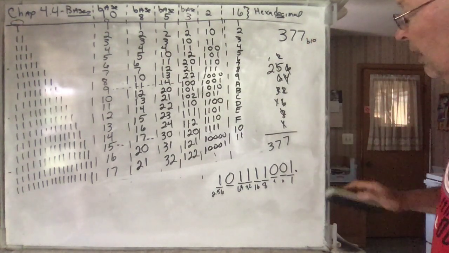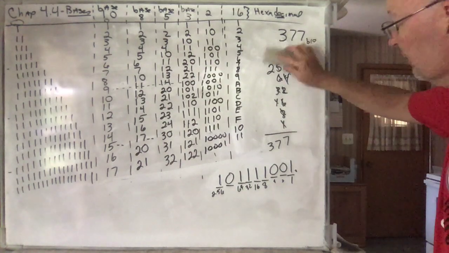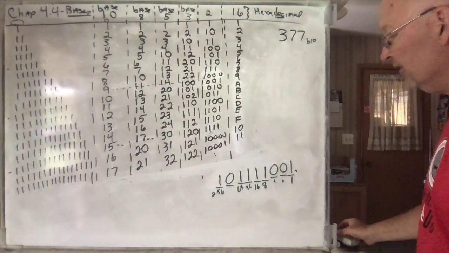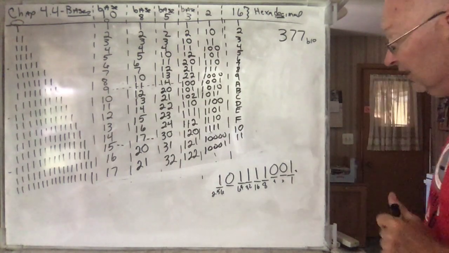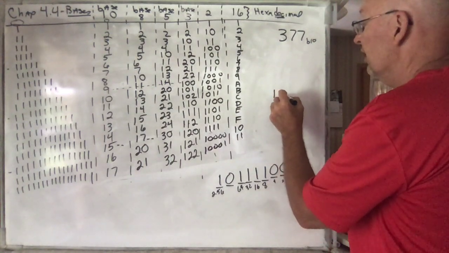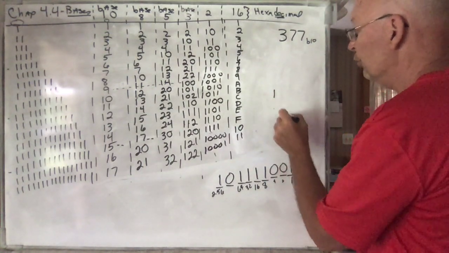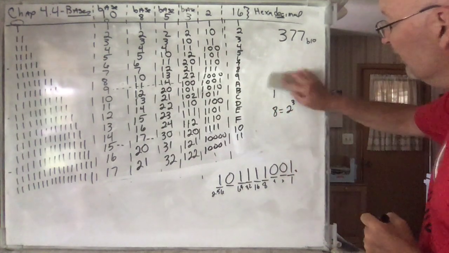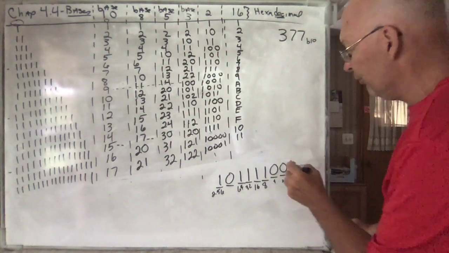Like that. It's 377. Okay? Now, just to show you how you can convert this easily to base 8 and base 16, here's what you do. Since 8 is 2 cubed, all that means is you basically just take groups of 3 here.